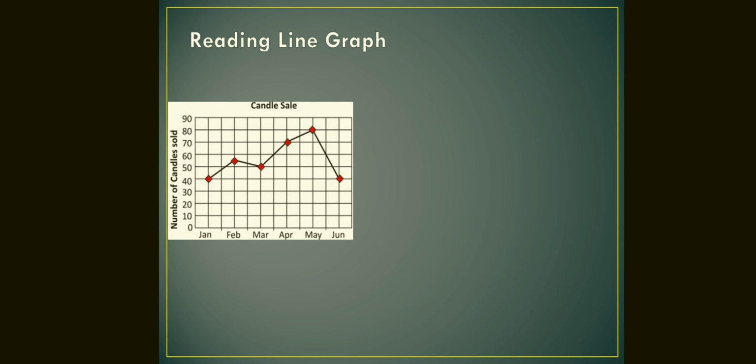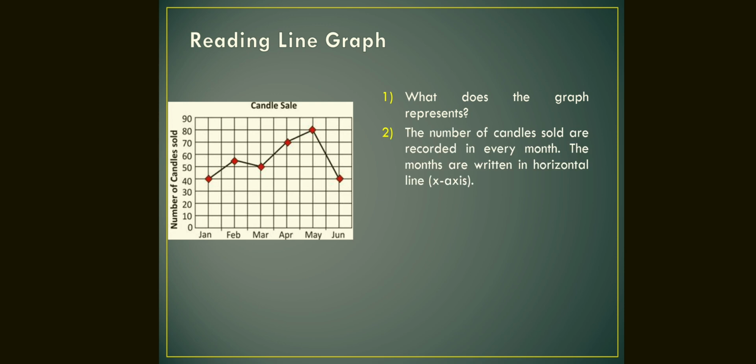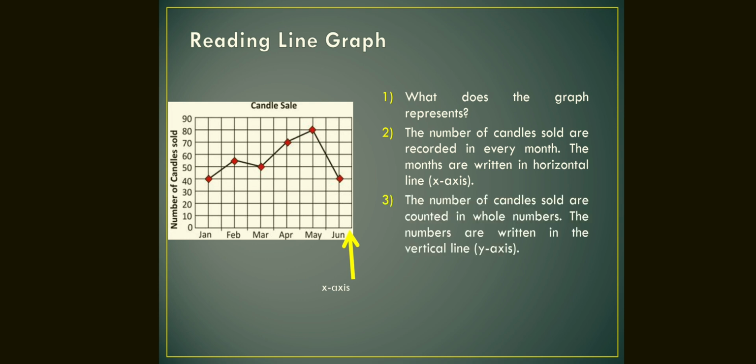How to read a line graph? Take a look at this line graph. One thing you should know is what the graph represents. The graph represents the number of candles sold from January until June. The number of candles sold is recorded every month. The months are written on the horizontal line, or what we call the x-axis. Here is the x-axis. It starts from January, February, March, April, May, June. The number of candles sold is counted in whole numbers.